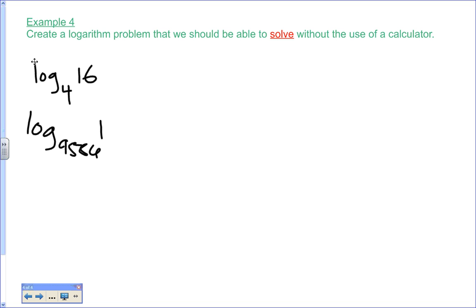Yeah. Would you like me to write it, or okay, I got it. Okay. Yeah, now some people might know who that was, though. Ooh, log 3 of 3. Is that one we can do without a calculator? Yeah, definitely. What is it? 1. Very good.